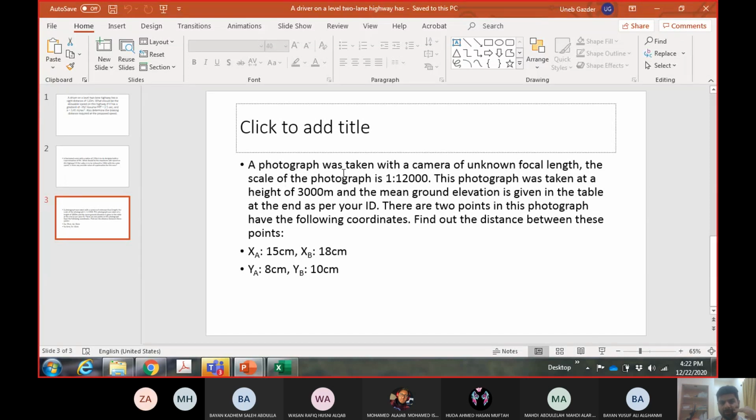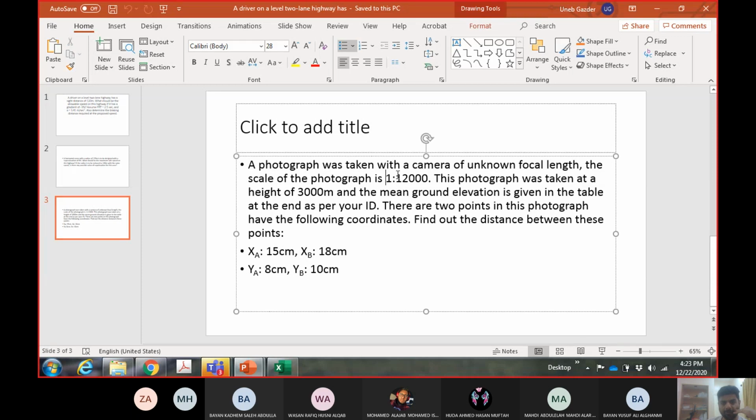The photograph is taken, and the scale of the complete photograph is given. It's not the scale at point A or B, because they are saying the mean elevation of the ground is the same. That means the scale for the whole photograph will be the same. The scale only changes if the elevation is changing. The ground may be completely level, so approximate elevation for all the points on the photograph is the same, so there is no change in the scale.